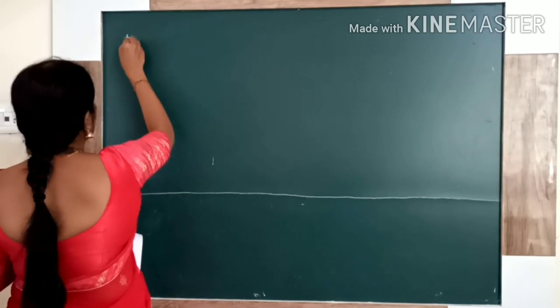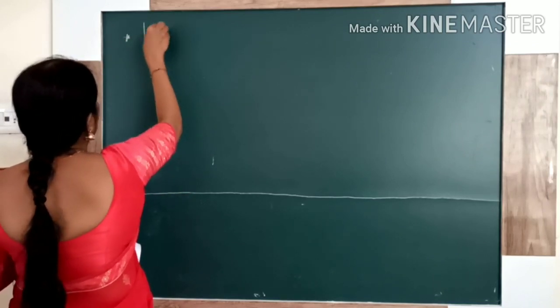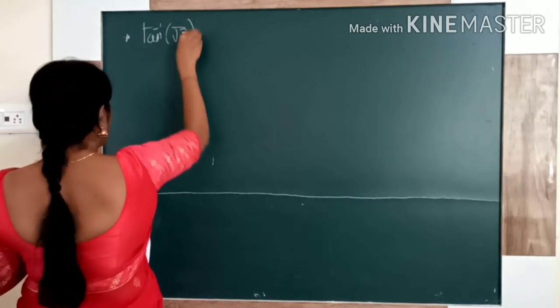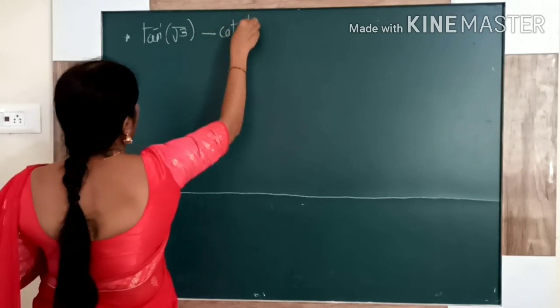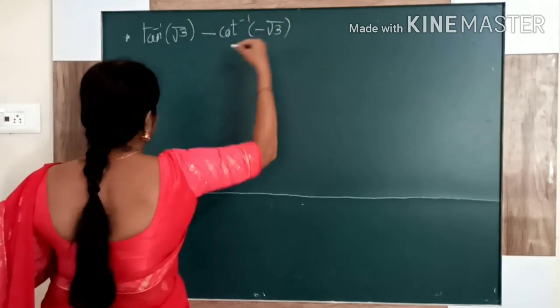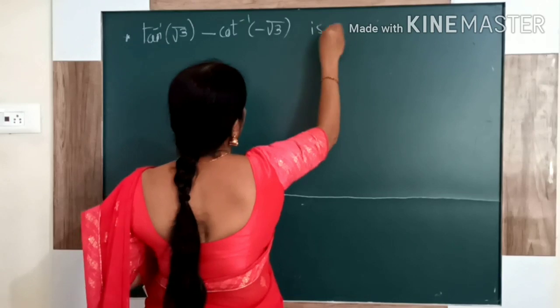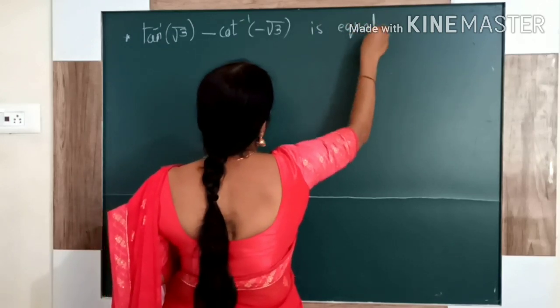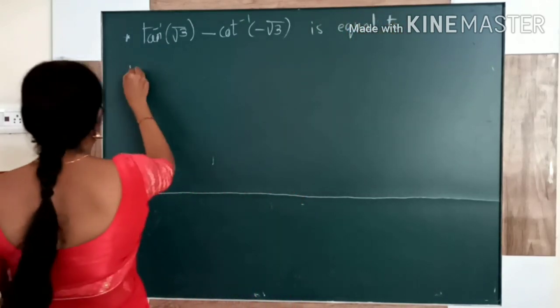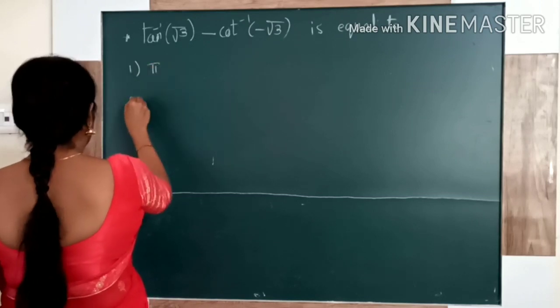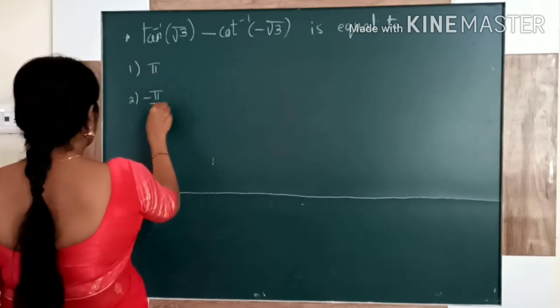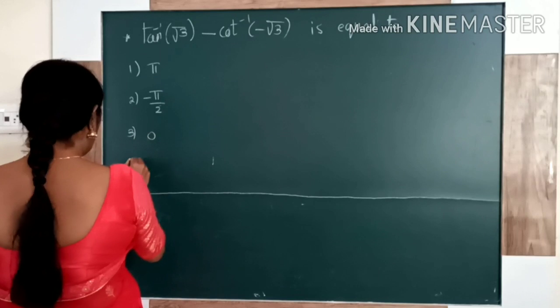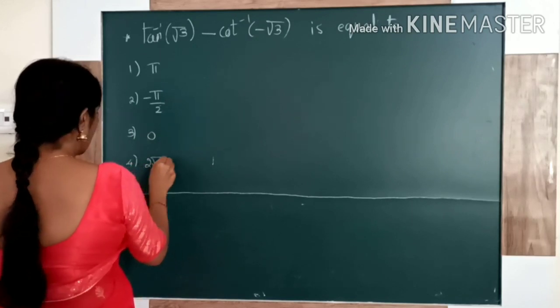Next question. Tan inverse root 3 minus cot inverse of minus root 3 is equal to: options 5 minus pi by 2, 0, 2 root 3.